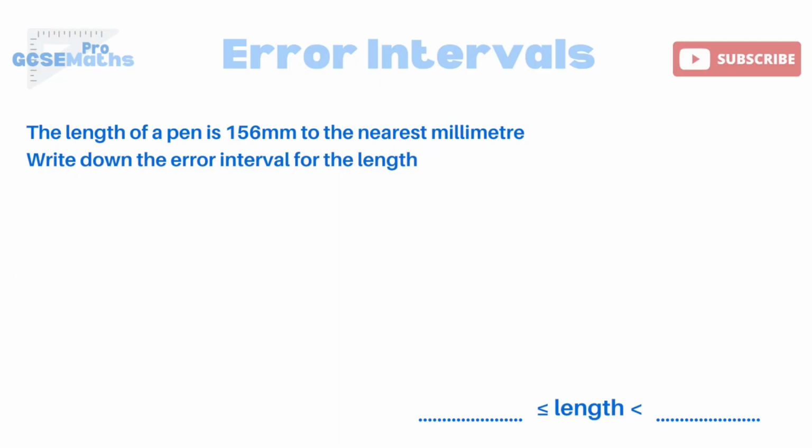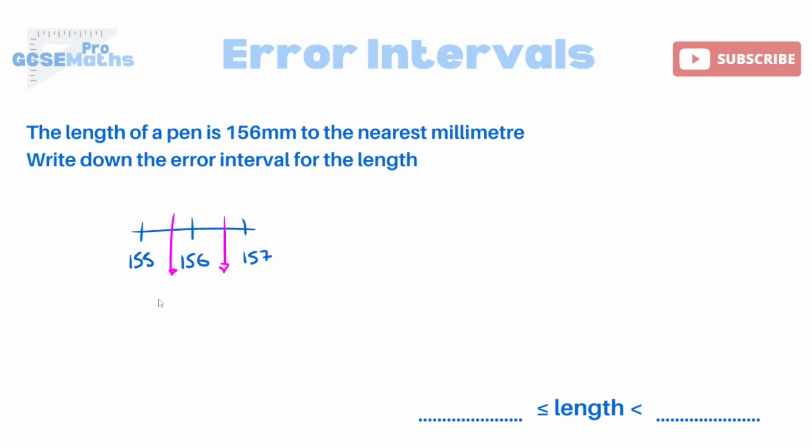So it is the exact same as upper and lower bounds. You don't have to draw this as I said, but if you wanted to, because it's rounded to the nearest millimeter, that means 1 millimeter. So 1 below 155, 1 above 157, and then you go halfway.